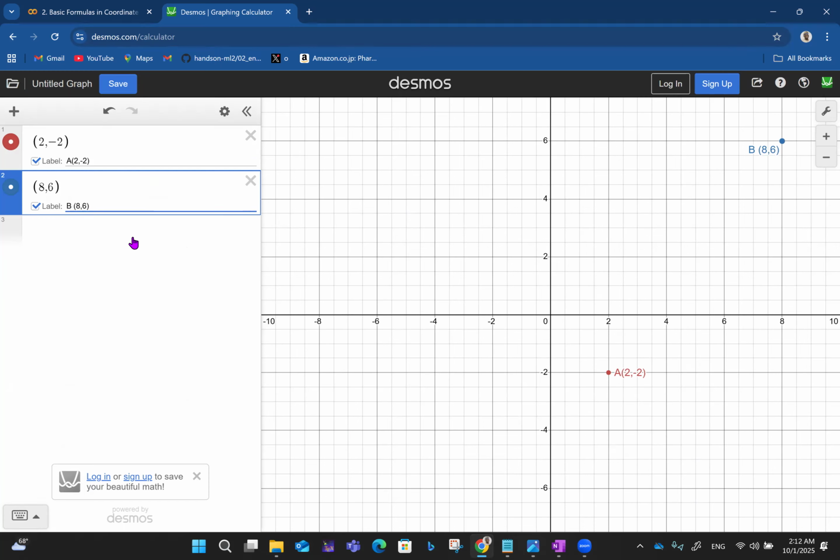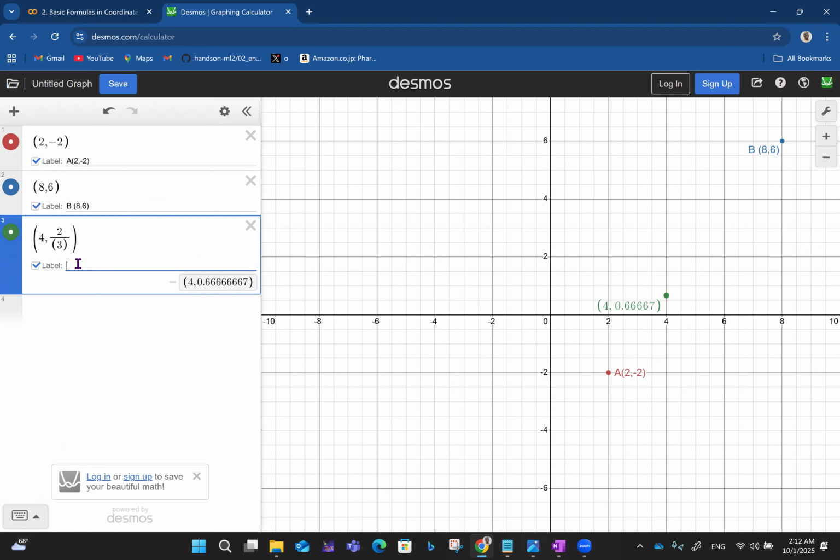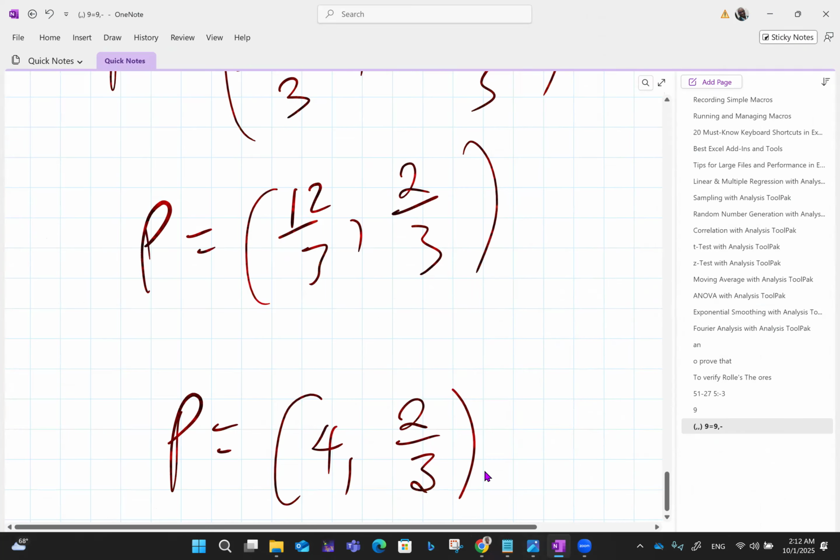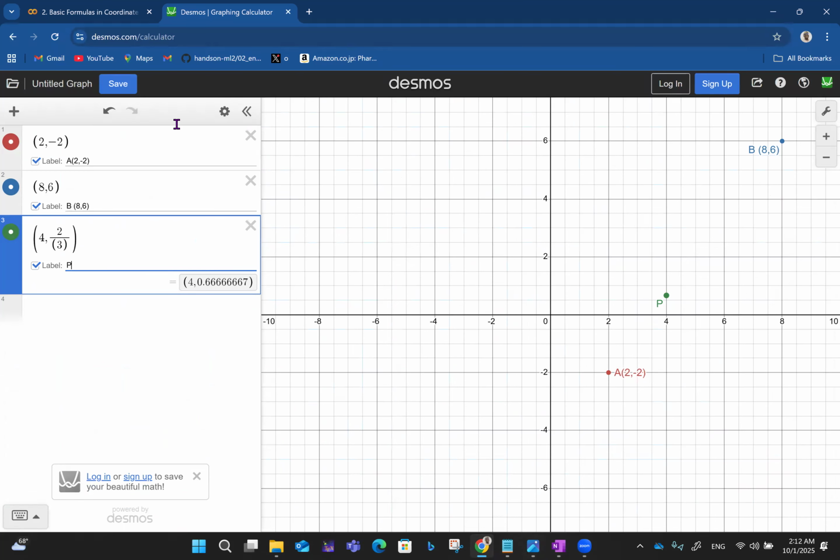So the point that divides it into ratio 1 to 2 now is 4 comma 2 over 3. So we have 4, comma 2 over 3, like this. So that is the one that divides it into ratio 1 to 2. So we can label that point now as P. Okay, that is our point P, which divides the line into, so AP is ratio 1, then PB is 2. So 1 to 2, like that. So that goes. And then we have external division.